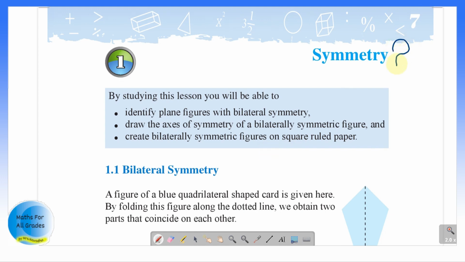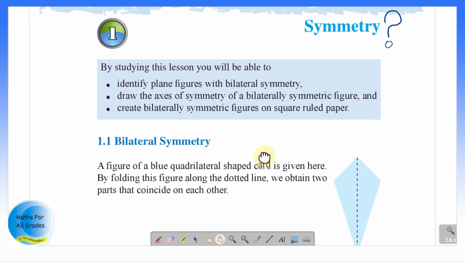First of all, what is symmetry and how are we going to identify symmetrical figures? Symmetry is like when you fold some figure in half and if both sides look the same, then we call it a symmetrical figure. Or we can say it has symmetry. Easy, right? Okay, then let's read this topic.